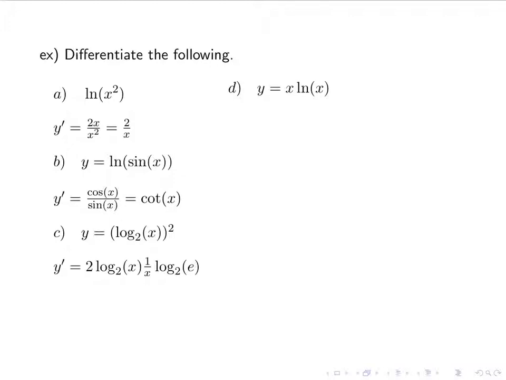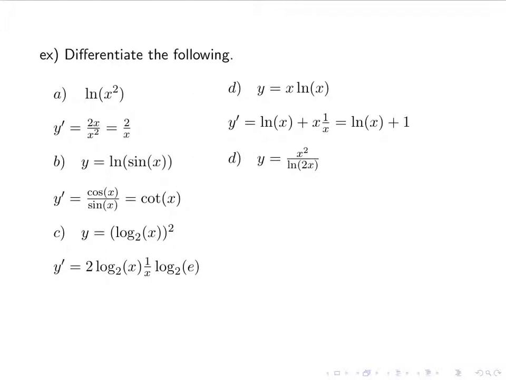As another one, we've got x times ln of x. So here we have the product rule, a function times a function. So remember, to differentiate that, we take the derivative of one function and multiply it by the other. The derivative of x is 1. 1 times ln of x is ln of x. And then I add to it the derivative of the other function times the original function. Derivative of ln of x is 1 over x, and then I multiply it by my original x. And then, of course, I can simplify this, and I get ln of x plus 1.